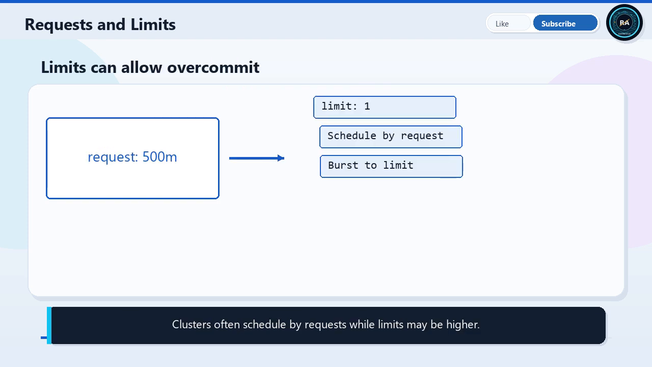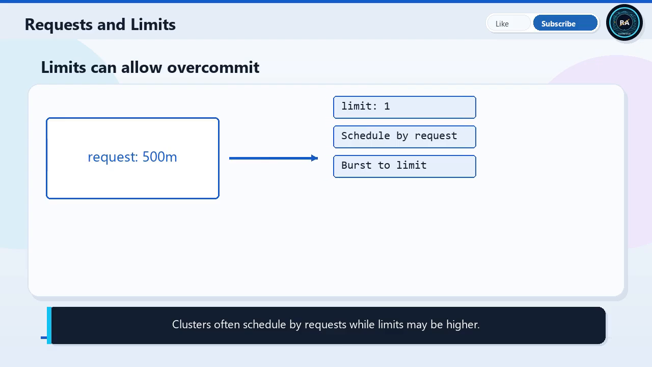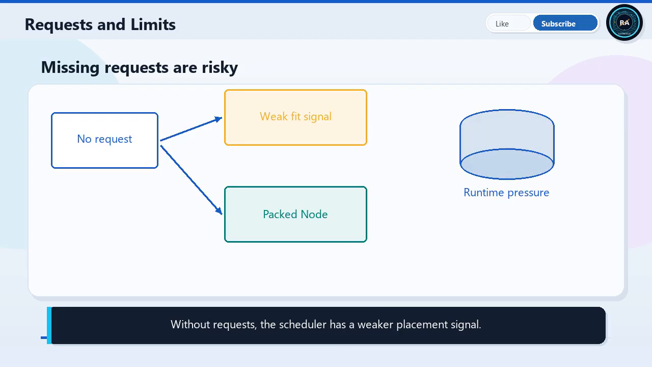A common pattern is setting requests lower than limits. That lets the cluster schedule based on the guaranteed request while allowing bursts up to the limit. If a container has no request, the scheduler has less information about what the workload needs. That can pack too many pods onto a node, and the real problem only appears later as runtime pressure.